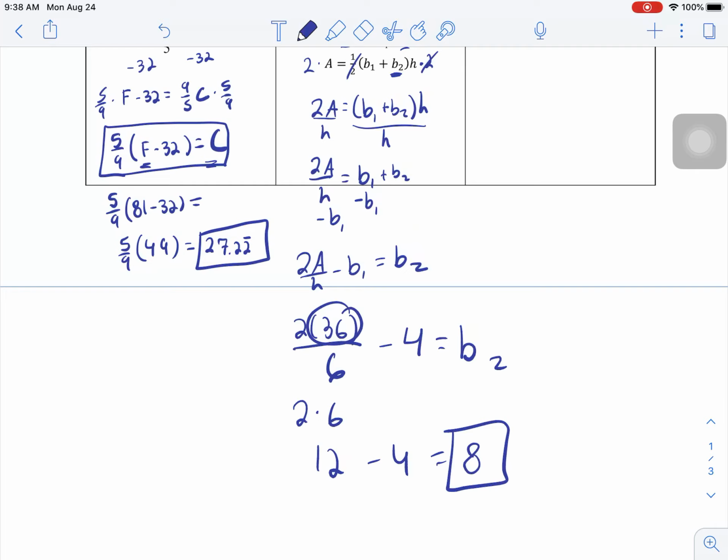Okay, so I did 36 divided by 6, divided by that 6, and then that gave us this 6 right here. So 36 divided by 6 gives us this 6, 2 times 6 gives us 12, and then I just drop down this 4.